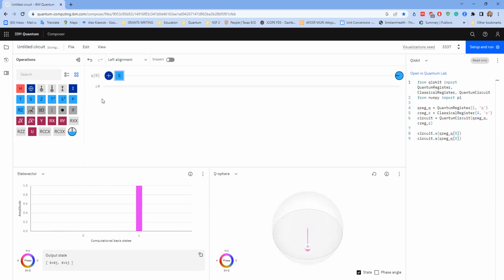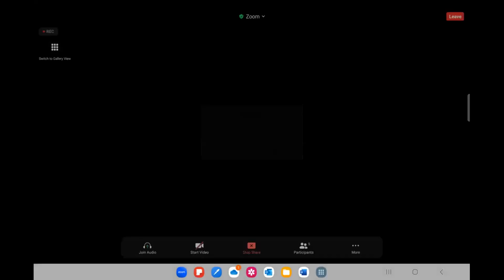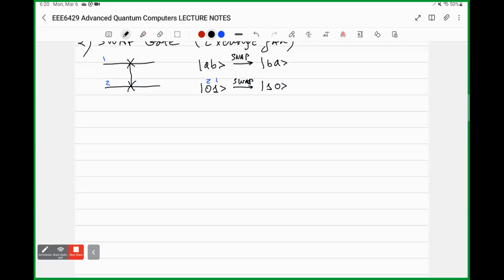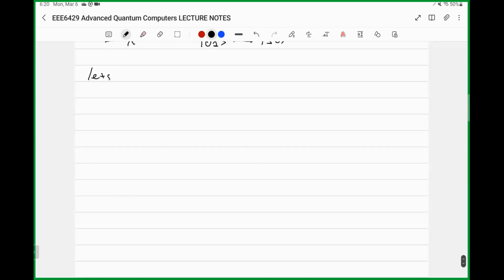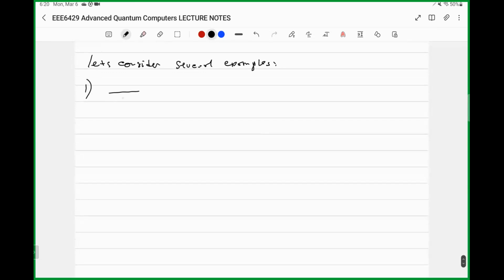So this is about this IBM Qiskit. And now let's consider a more sophisticated example of this circuit. Let's consider several examples. The first example is, so let's suppose we have 3 qubits, initially in the 0 state.